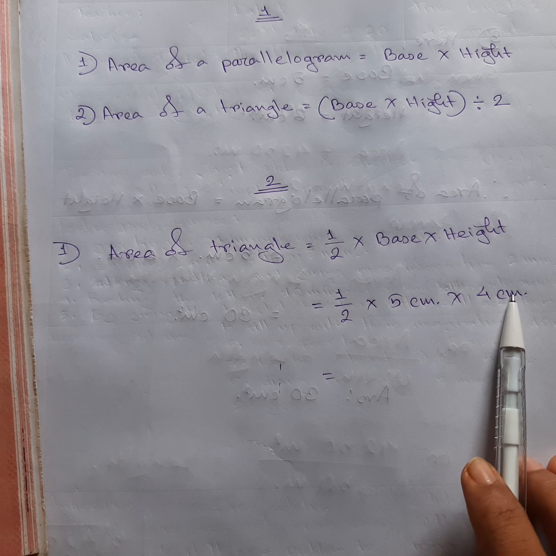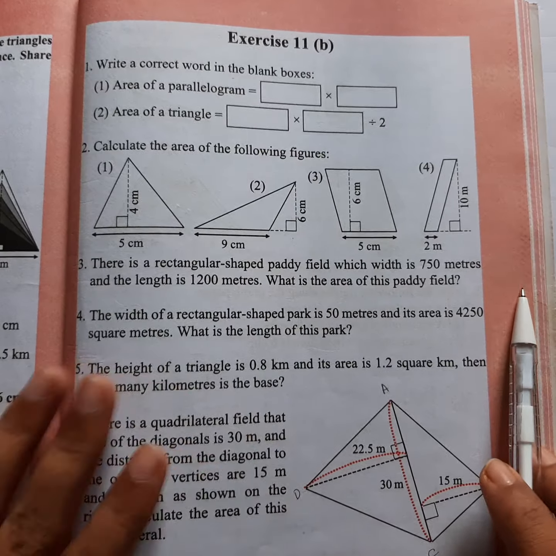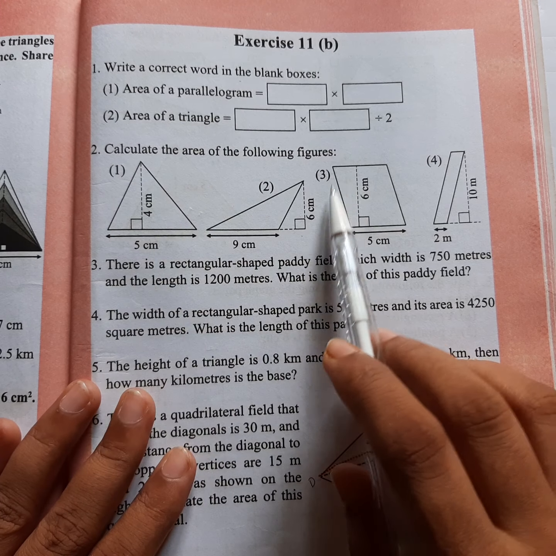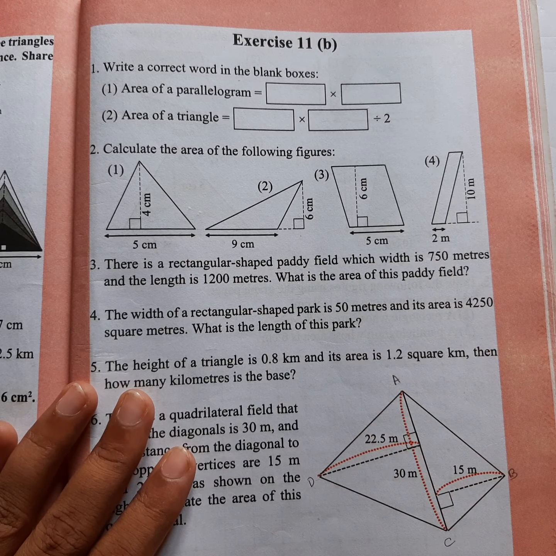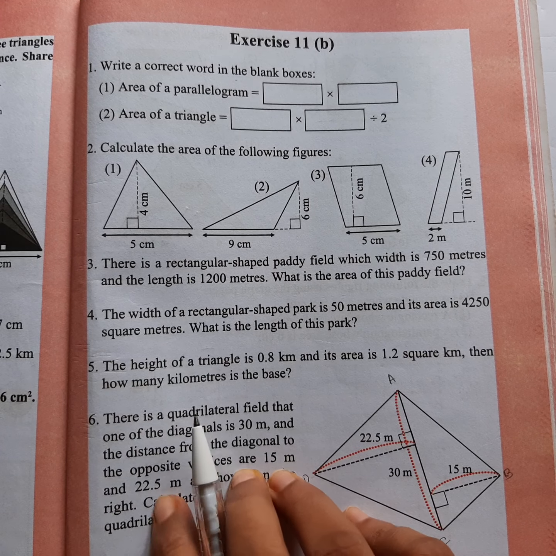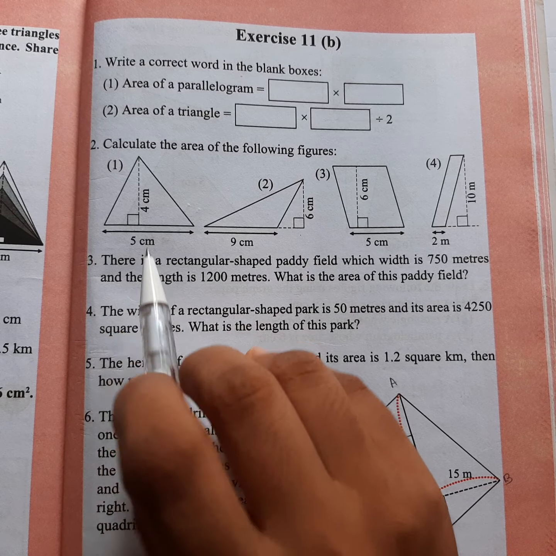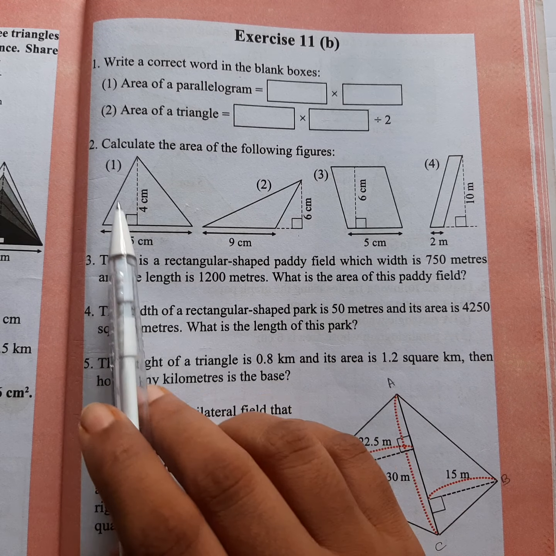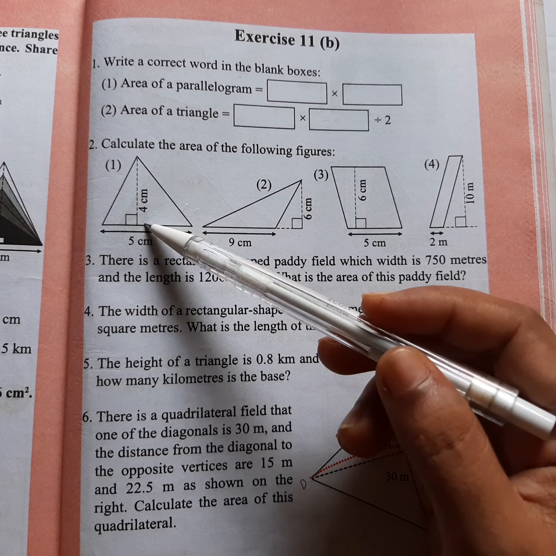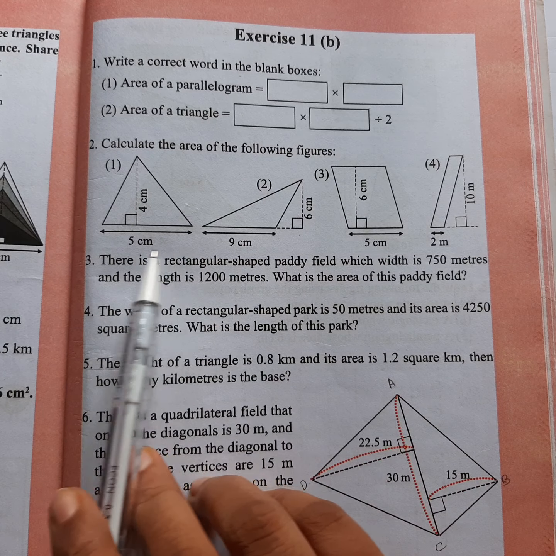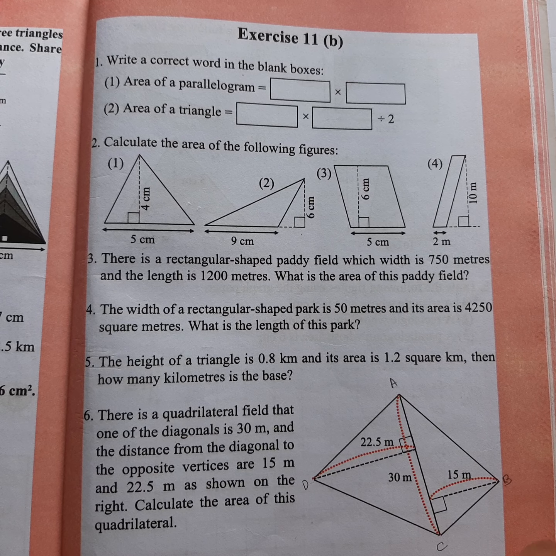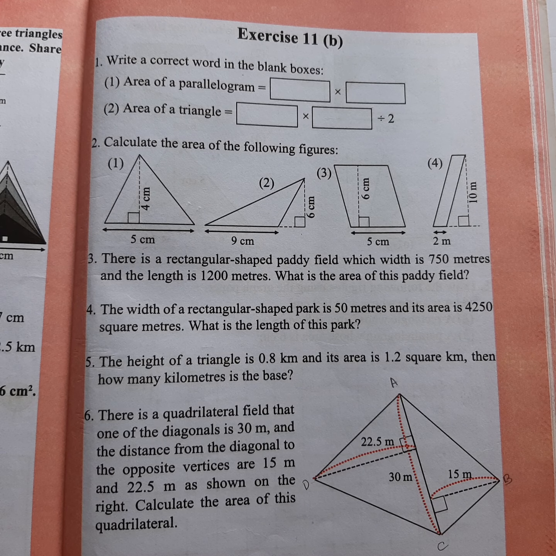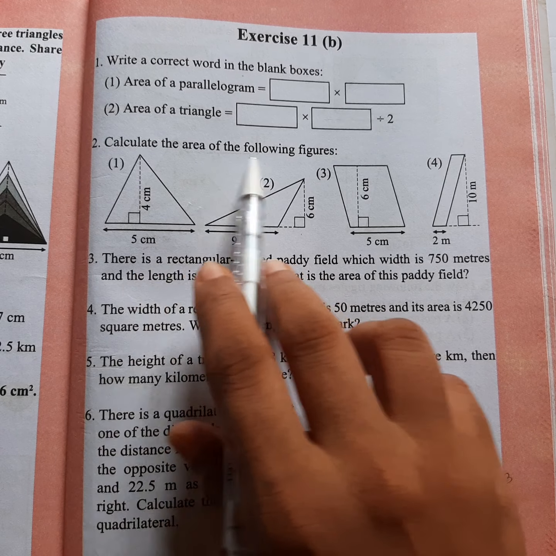Okay, the thing is, I'm going to do number 2 over here. Of number 2, the first one and the third one I'm going to do. You have to do number 2 and 4 all by yourself. Okay, now you can see that in the first figure, the height is 4 centimeter and the base is 5 centimeter. So you got the height and base, and now you can find out the area by using the formula, because they say to calculate the area. So let's do that one.